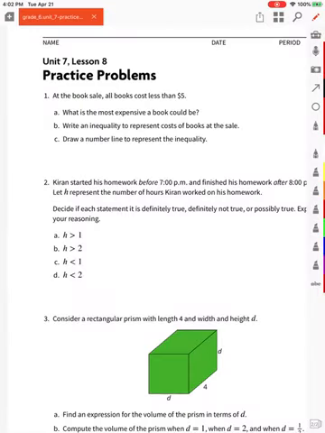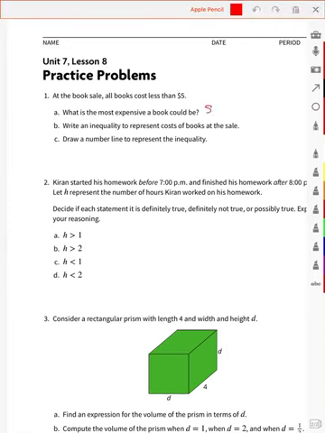Okay, we're recording the Unit 7 Lesson 8 practice problems. So we're looking at number 1. At the book sale, all books cost less than $5. What is the most expensive a book could be? So that would be $4.99.